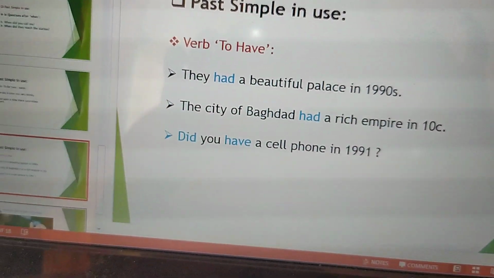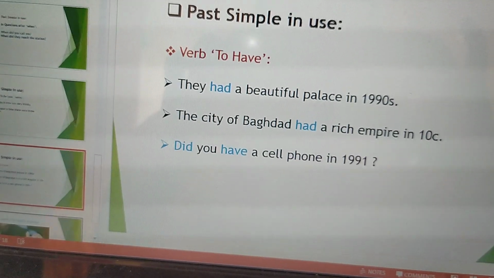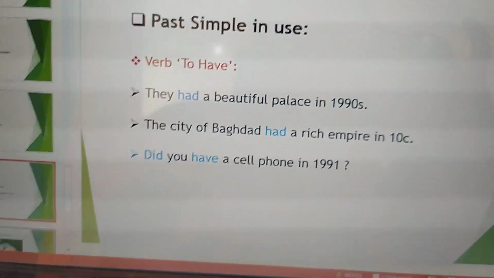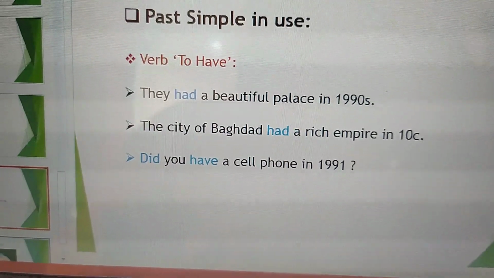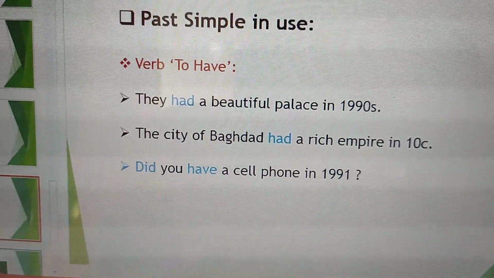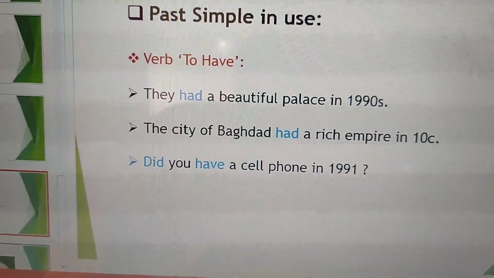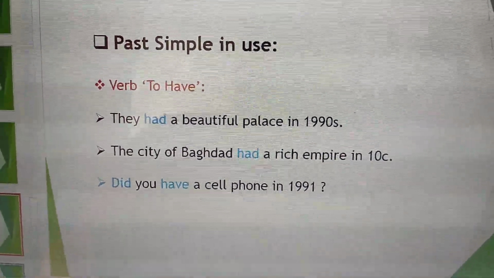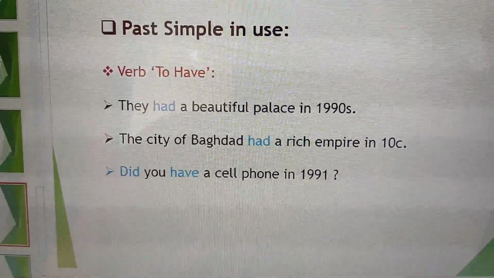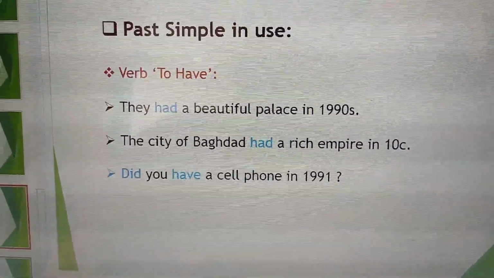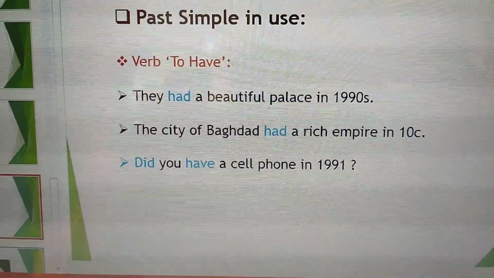And we also use past simple as verb to have. Let's look at the examples here. They had a beautiful palace in 1990s. The city of Baghdad had a rich empire in 10th century. Did you have a cell phone in 1991?